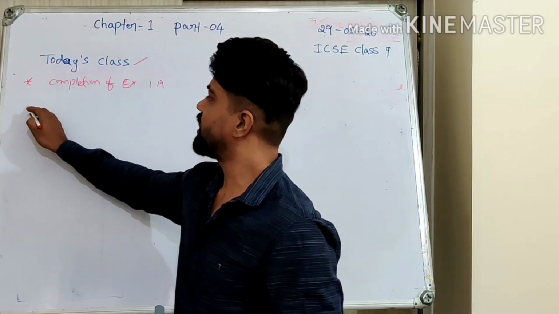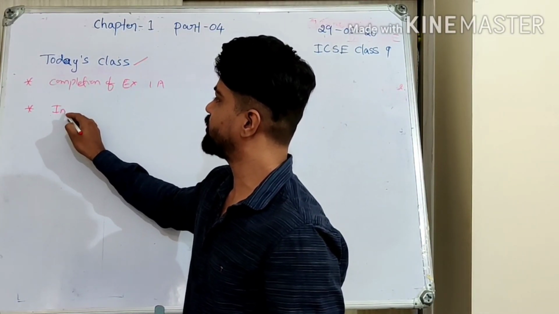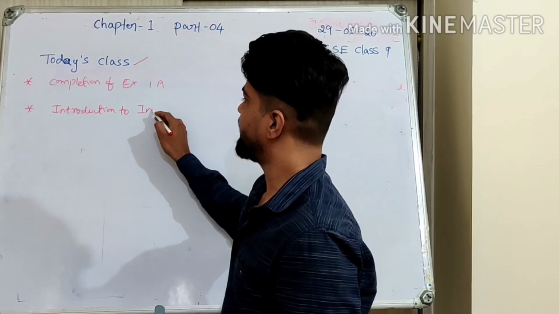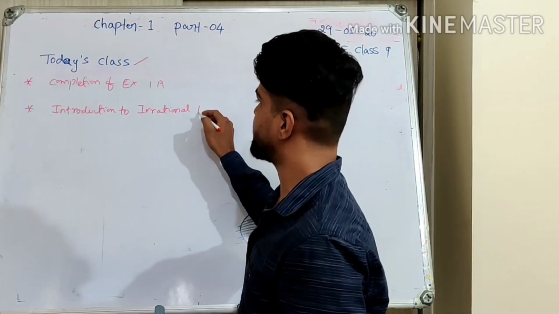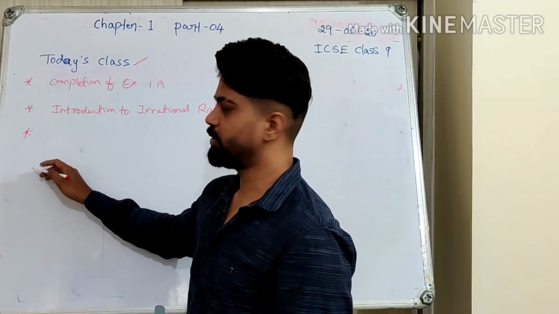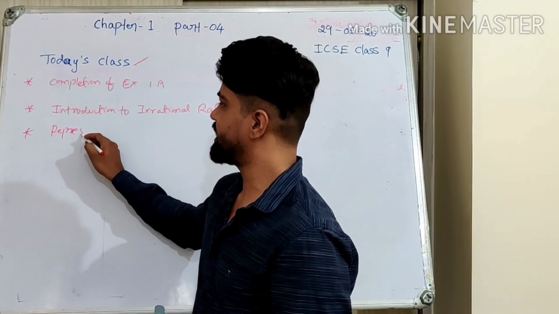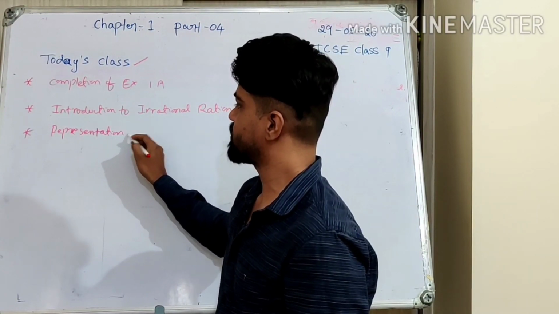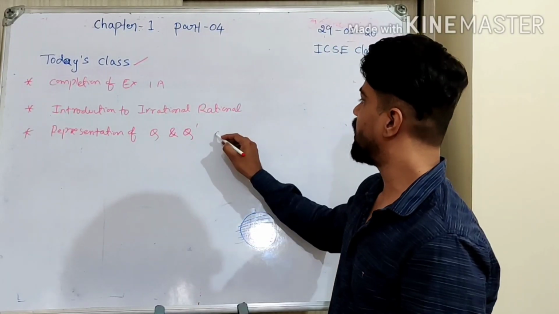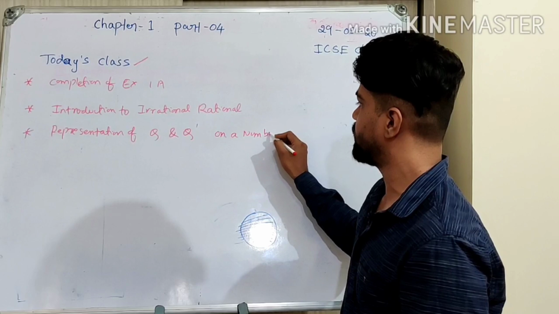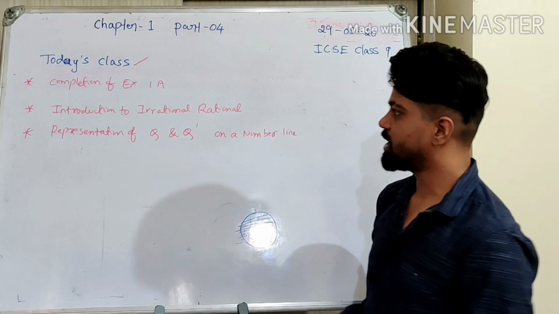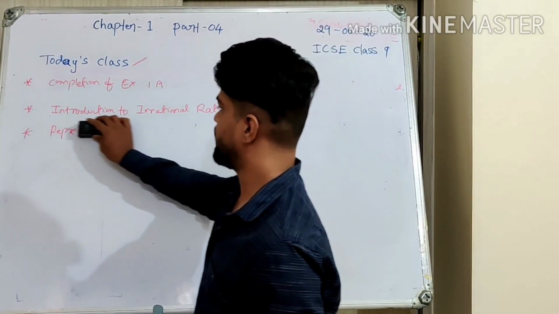And then we'll be seeing the introduction to irrational numbers, the definition, as well as the difference between rational and irrational numbers, how to differentiate whether a given number is rational or irrational. Then we are going to see the representation of Q, that is rational numbers, and Q dash, which is irrational numbers, on a number line. So this video includes these three things today. So let's start with the completion of exercise 1A.